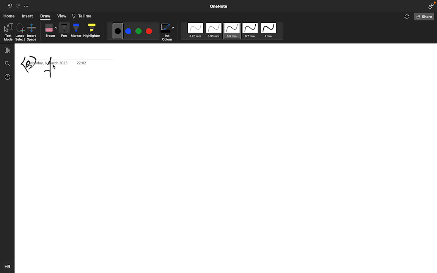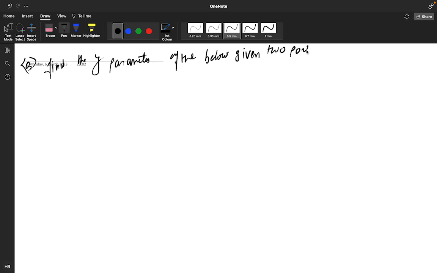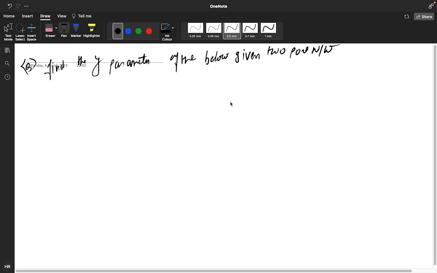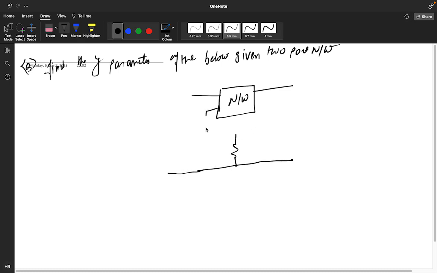Find the Y parameter of the below given two-port network. So suppose this is your network, and there is a resistor like this connected like this, and this is your 100 ohm.